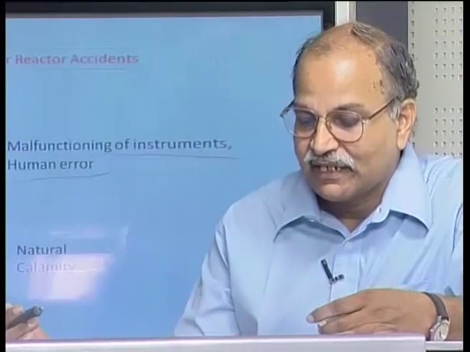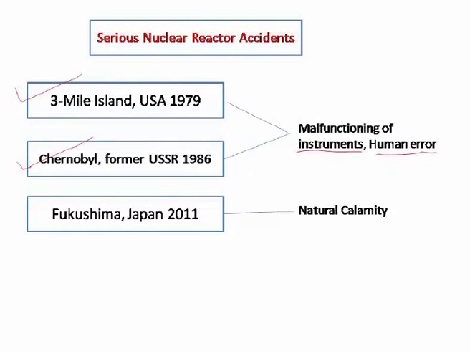So, that was 1979. Then the worst is Chernobyl, in the former USSR, in 1986. There also it was essentially some malfunctioning and some human error, and this was the one in which there was some loss of life, and also health hazards, an increase in cancer cases and other things. This is the worst. And very recently, as everyone knows, in Japan, Fukushima 2011, no human error here and no instrument failure here, but it was a natural calamity.